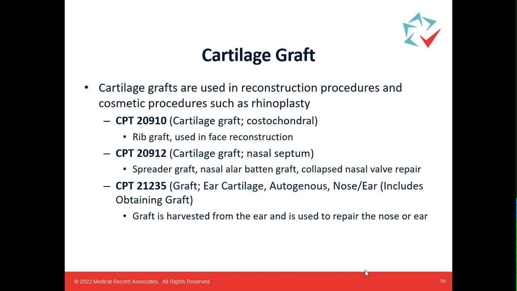20912, cartilage graft, nasal septum. You may see this documented as a spreader graft, a nasal alar batten graft, or you may see them used in collapsed nasal valve repair. CPT 21235, which is graft ear cartilage autogenous, nose or ear, includes obtaining the graft. For this code, the graft is going to be harvested from the ear and then used to repair the nose or the ear.